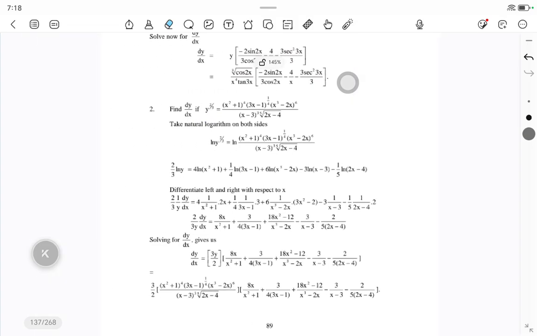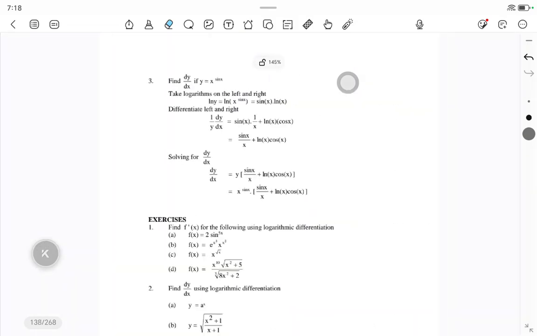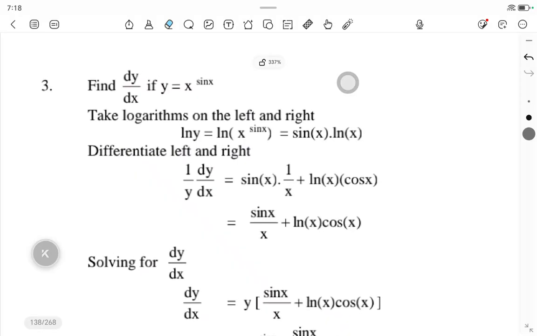For an example, for this question, let me check if we have a similar question that I can explain. For example, on this question number 3, here they say that y is equal to x to the sine x. So we see that the exponent is sine x, and for us to easily drop it, we can introduce ln on both sides. So we introduce ln so that we drop the sine x.